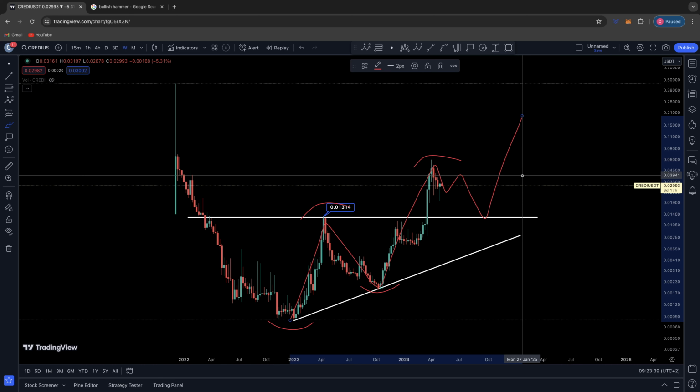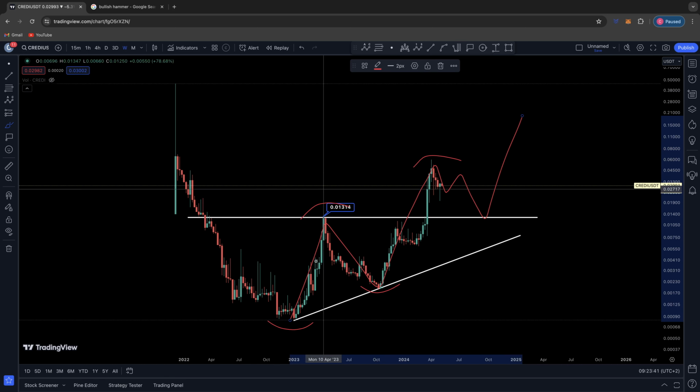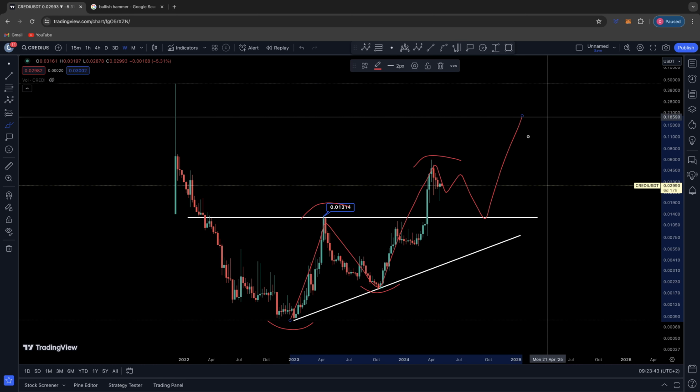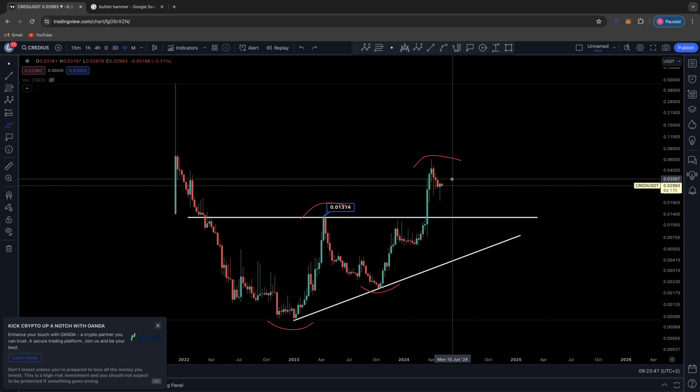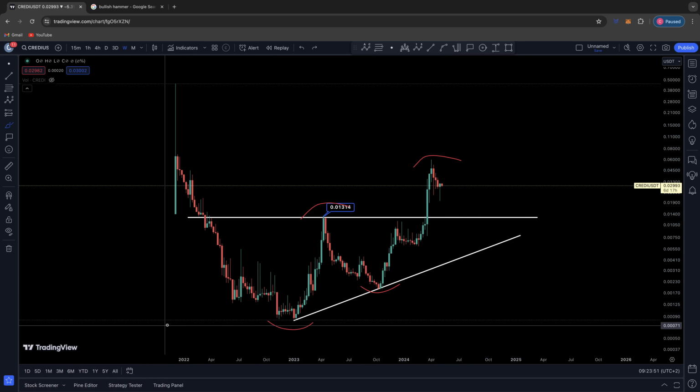But again, this is the sort of macro move that I'm looking at for a potential really, really large, massive wave, of which I'll get targets on soon or in another video. But again, I just wanted to do an eye opener today. I think this is a real potential gem.